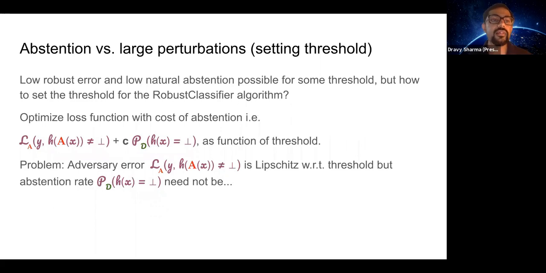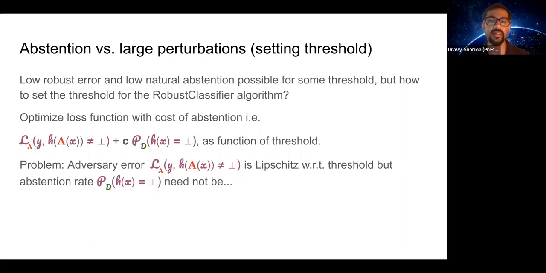Right. So the interesting thing now is that we wanted to set the threshold tau, which was sort of the motivation. The threshold tau can be thought of as this parameter in the data-driven design setting. And we want to optimize the loss function, which is, recall, the loss on the adversarially perturbed examples plus the cost of abstention times the probability of abstention. We have this function which we want to optimize as a function of the threshold. Now, these two functions are pretty distinct, so it's helpful to look at them distinctly.